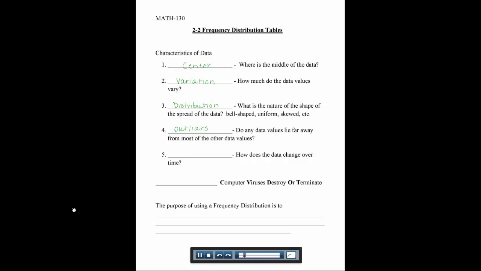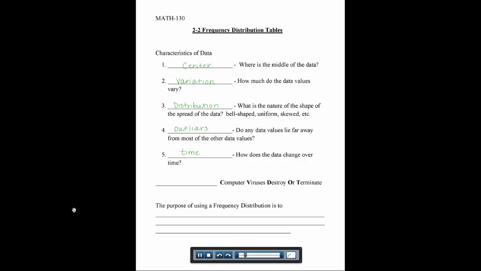And then the last thing we would want to talk about is time. How do the data values change over time? For example, if we took a survey about computer usage 20 years ago, it would be much different than computer usage today. So data changes over time. So you want to know how relevant is your data at the given time.